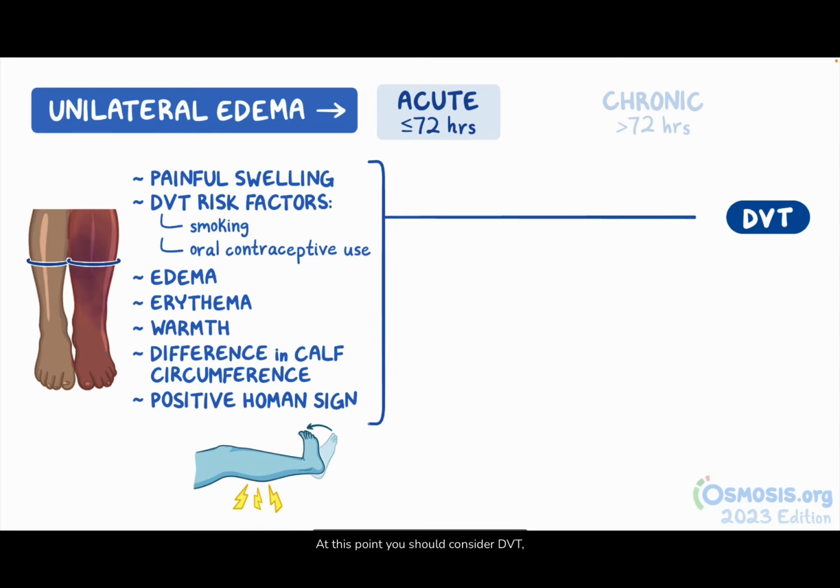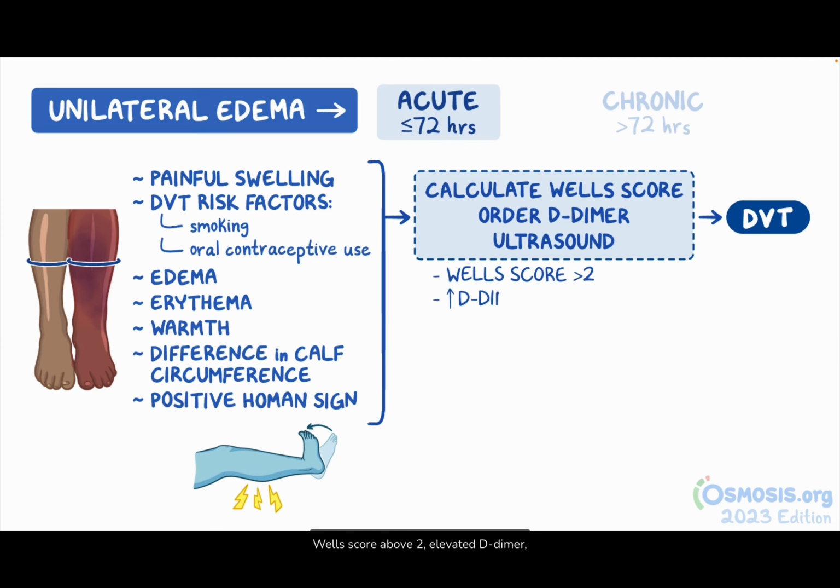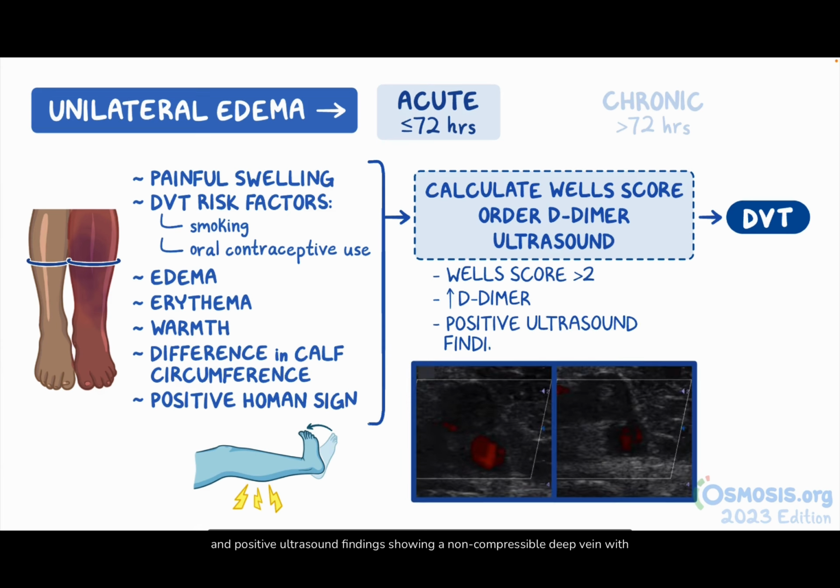At this point, you should consider DVT and calculate a Wells score. Additionally, you might need to order a D-dimer and ultrasound. Wells score above 2, elevated D-dimer, and positive ultrasound findings showing a non-compressible deep vein with obstructed flow can confirm the diagnosis of DVT.